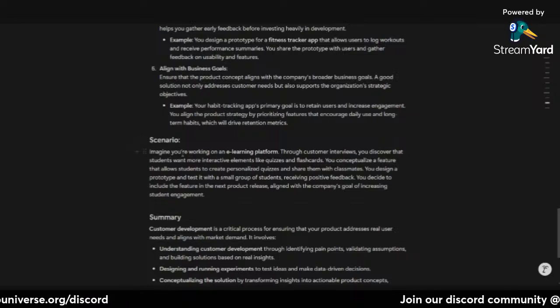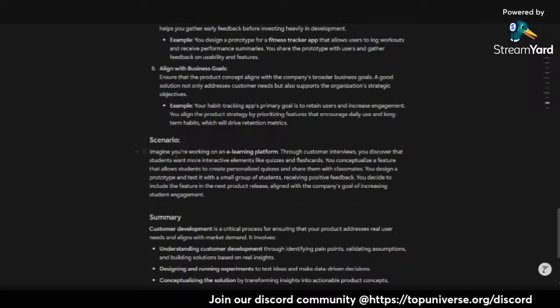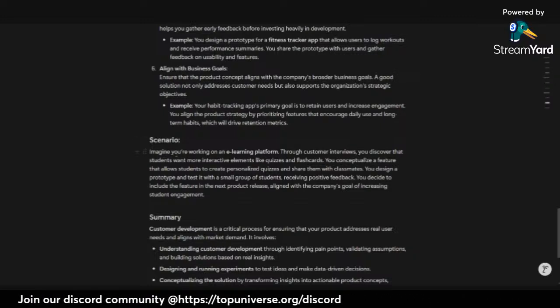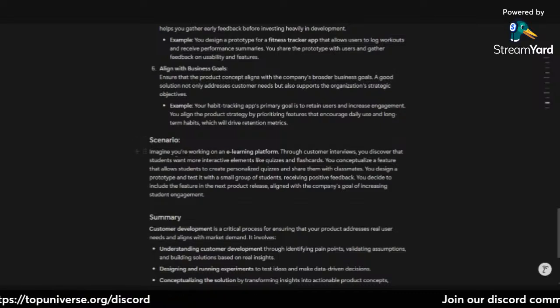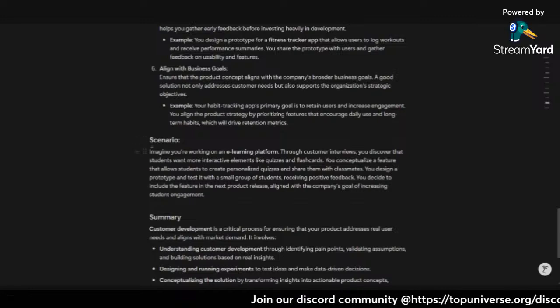And next, you proceed to design and run experiments. You have to test those ideas. You have to make data-driven decisions. It's very important when it comes to building products. And finally, you have to conceptualize the solution by transforming those insights into actionable product concepts, ensuring that they align with both the users' needs and the business goals.